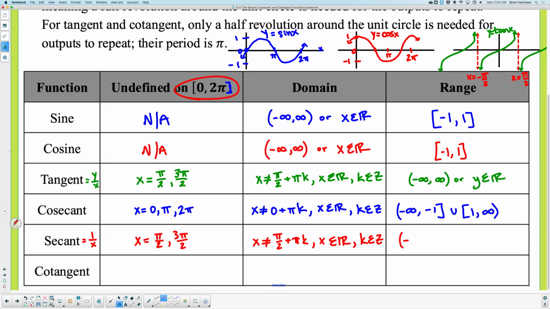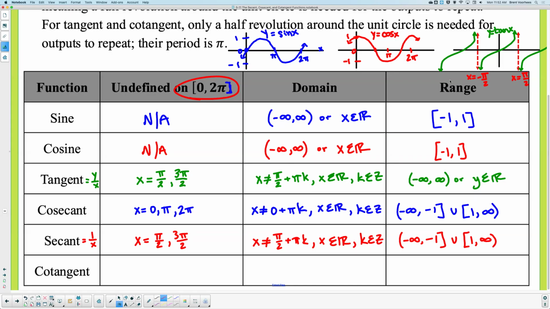Secant will be all values outside of -1 and 1, except that they share -1 and 1. That's the only value they share, but other than that, secant will be everything cosine's not, and cosine will be everything that secant's not, other than -1 and 1. That's the only points they share.